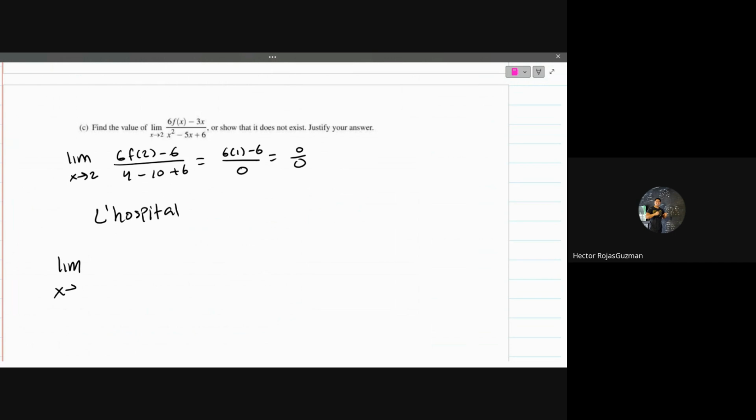So the limit as x approaches 2, and again, take the derivative. 6 f prime of x minus 3 over 2x minus 5. So more specifically, you take the derivative of the top and the bottom separately. And then you can go ahead and plug it in. Let's see if the limit is still undefined. 6 f prime of 2 minus 3 over 4 minus 5. This equals -1. F prime of 2.